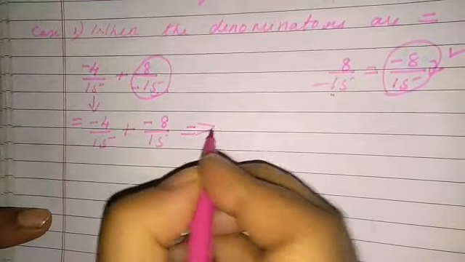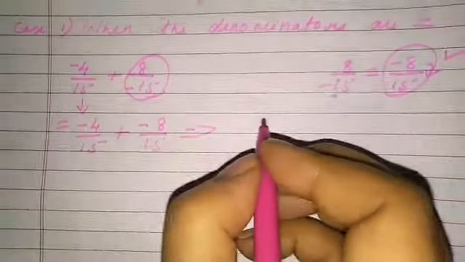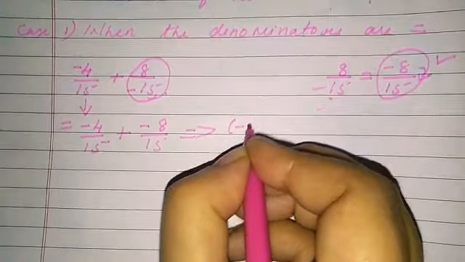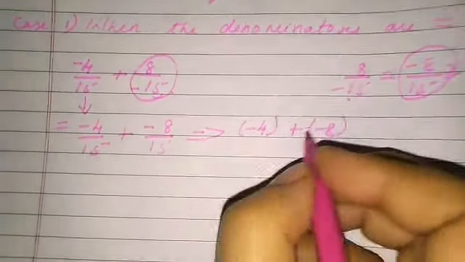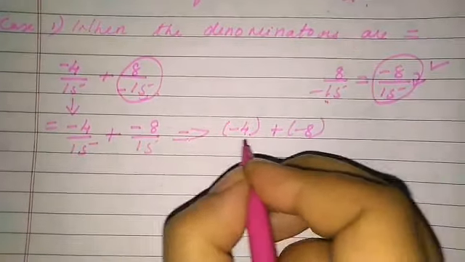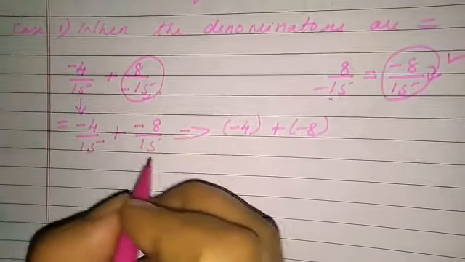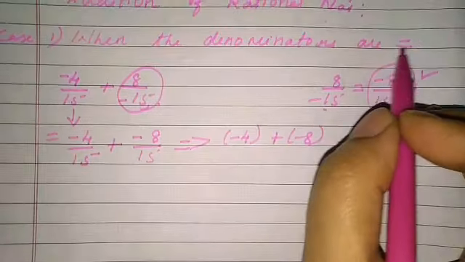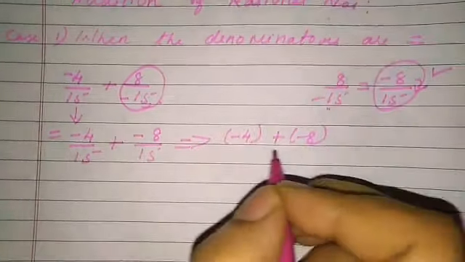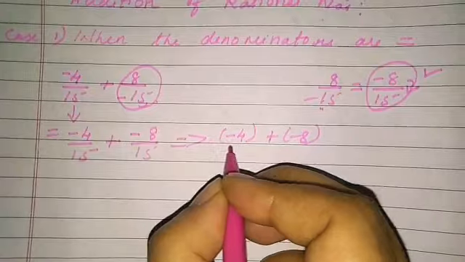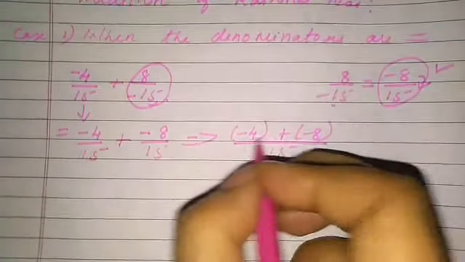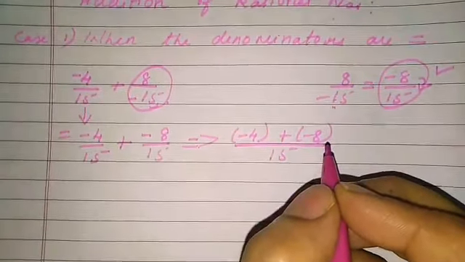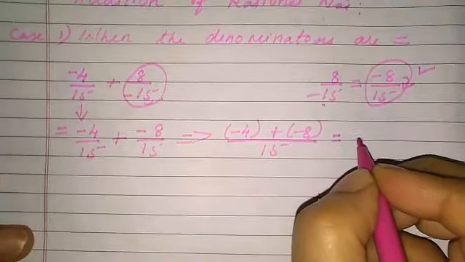Now after this, what we do is we are going to put these things in the bracket. Minus 4 plus minus 8. Now we see that the denominators are same. Now this is your case 1 wherein the denominators are equal. So we don't have to do anything much. Just take the denominator, and this becomes the common denominator for both the set of rational numbers. And now we're going to add it.